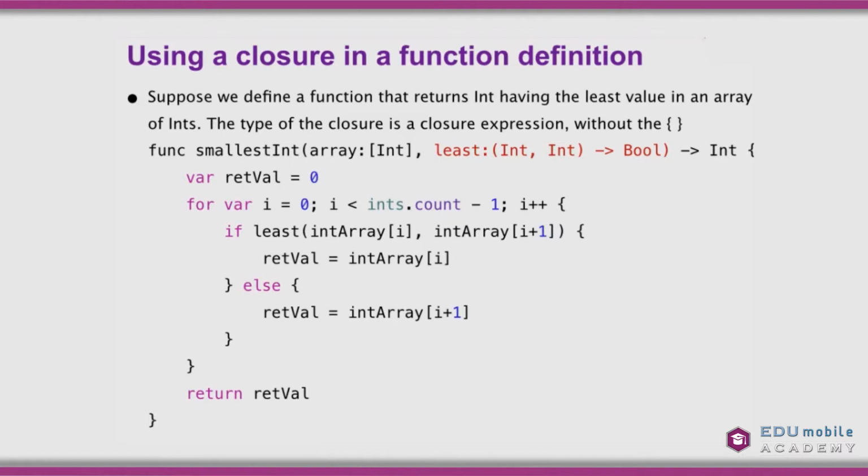We're assuming that it's going to take two integers and give us back a bool. So if least(intArray[i + 1]), we return intArray[i]. Otherwise, we return intArray[i + 1]. In other words, the implementation of least is left up to the caller. And this is the power of a closure. Finally, we return the return value.